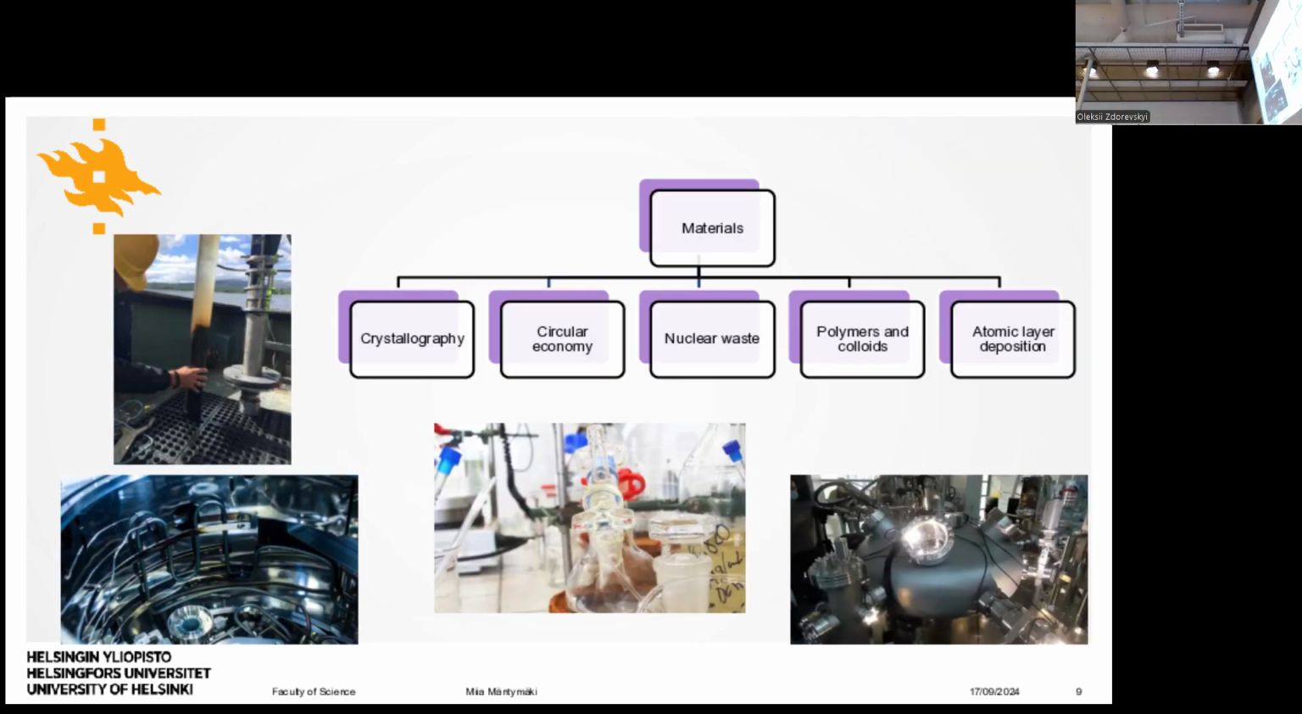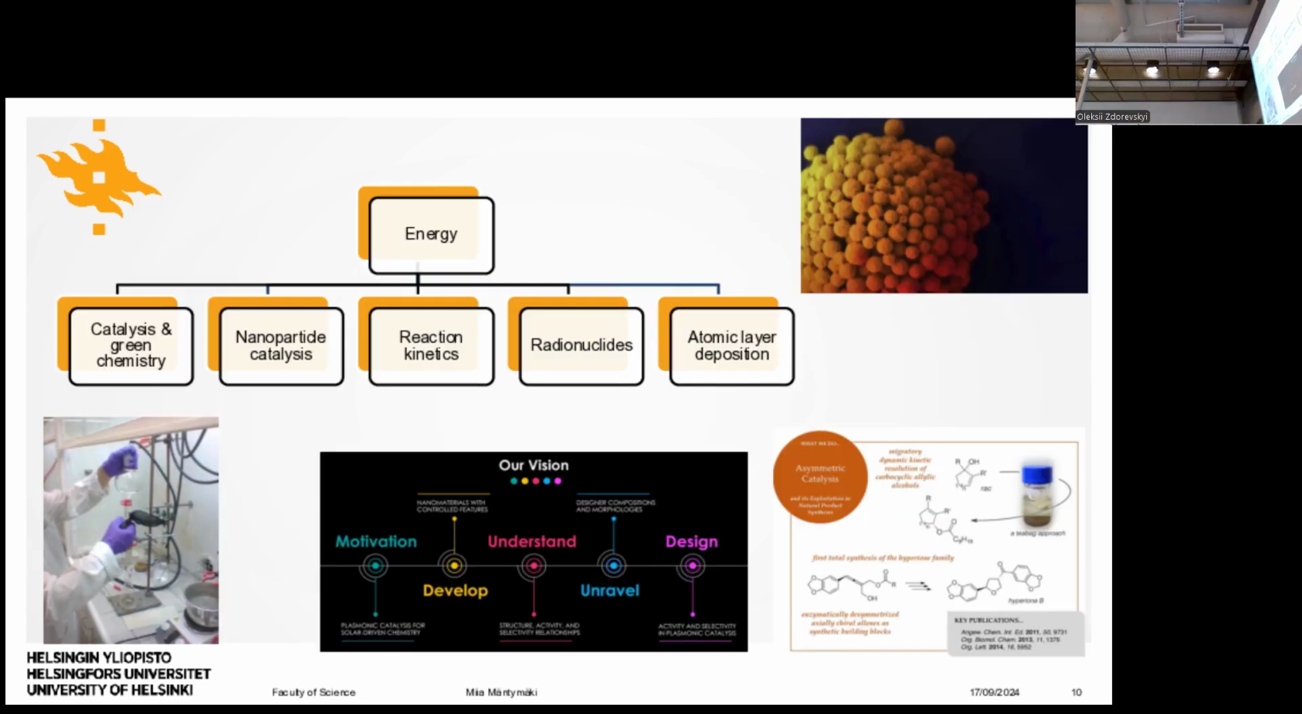And in Mia's slides, you can see she just divides this up into the different laboratory areas that we have. So for materials, we've got the crystallography group. We've got a group looking at recycling and the green economy, which falls under the circular economy theme. We have my research group looking at nuclear waste disposal. On the 4th floor of the I building, we have the polymers and colloids research group led by Robert Luxenhofer, and then Mikko Rittala with the atomic layer deposition group.